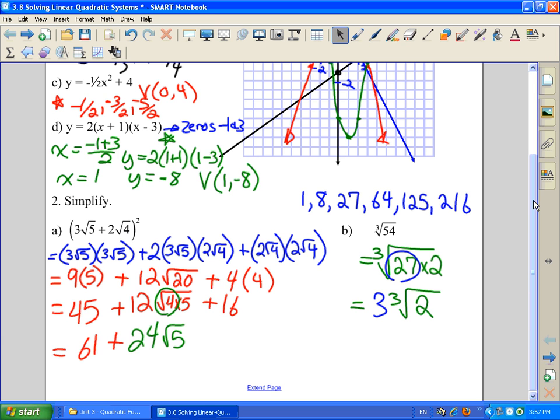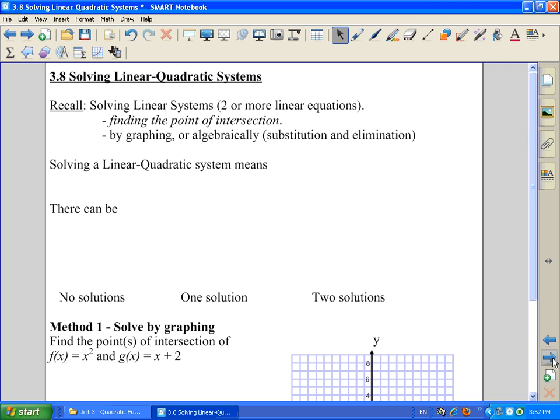There's our warm-ups, and now we're going to get into our lesson today. This is our last lesson of the unit, folks. We next have a review and then a unit test coming up. So hopefully you're prepared, and again, come see me if you need some help.